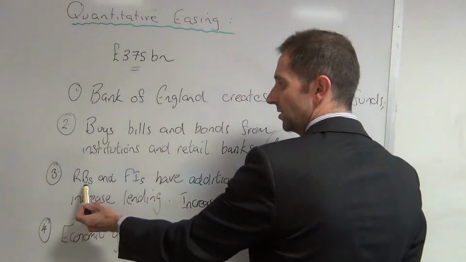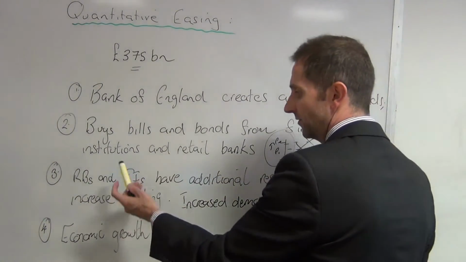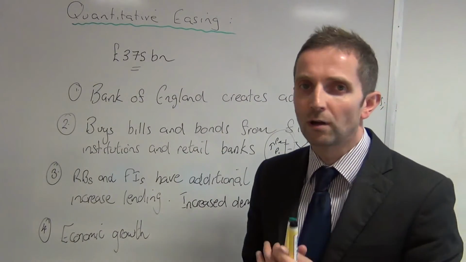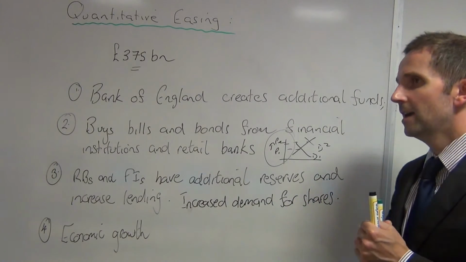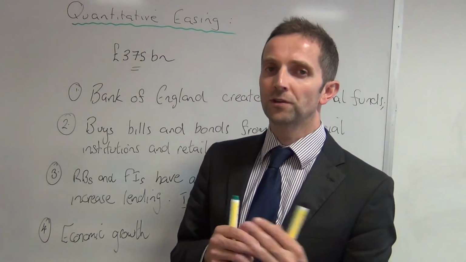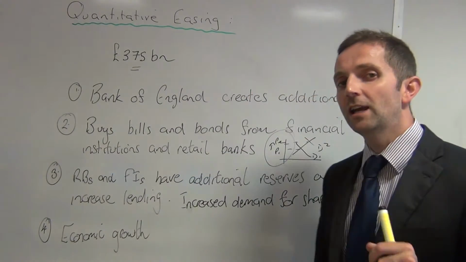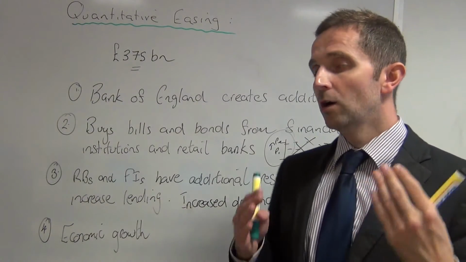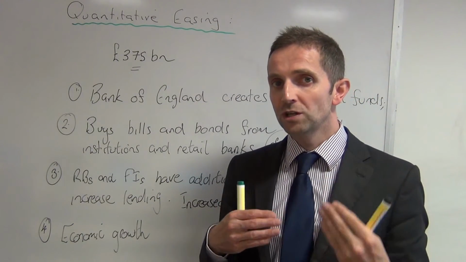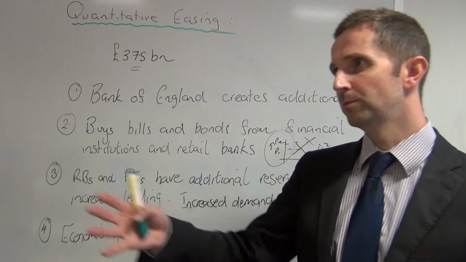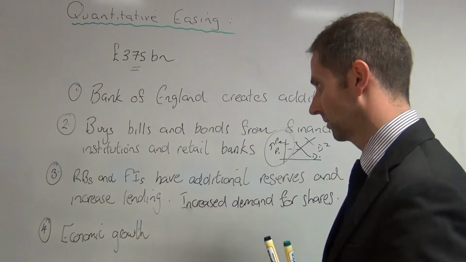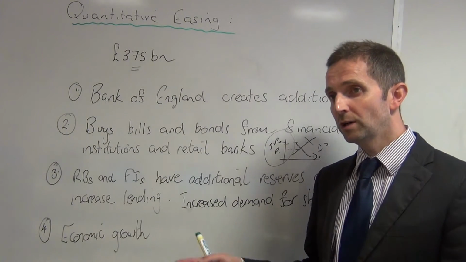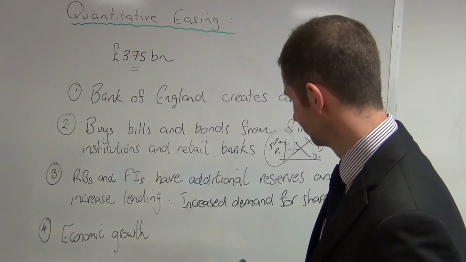So the RBs, the retail banks, and the FIs, the financial institutions, now have all this additional cash sloshing around, 375 billion, with which they could do a few things. Number one, they could increase their lending to consumers such as you and I, or to firms wishing to expand, invest, bring in more labour, etc., etc. If they were to do that, that would of course increase GDP in the economy.